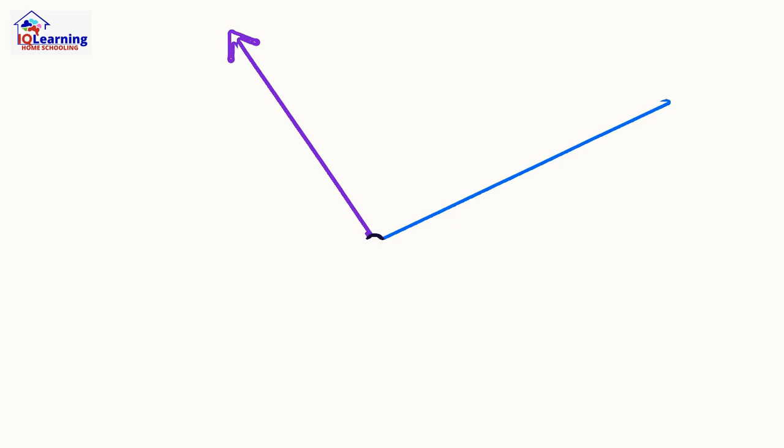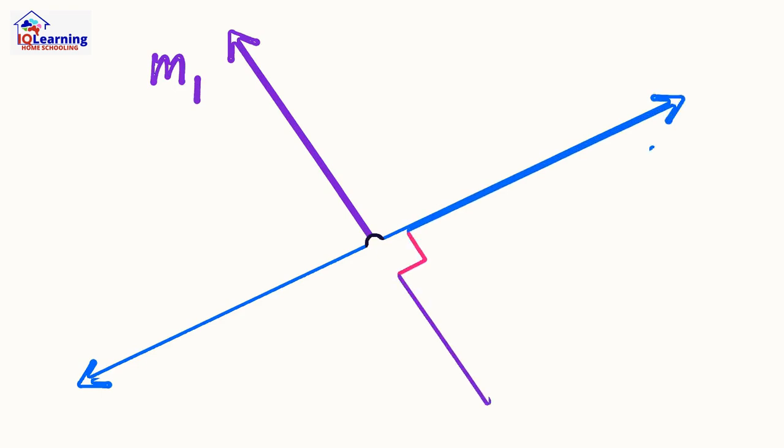Perpendicular lines are a bit more interesting. They meet at a perfect 90-degree angle. Their gradients aren't the same, they have a special relationship. They are negative reciprocals. It sounds complicated, but it's just a two-step move.